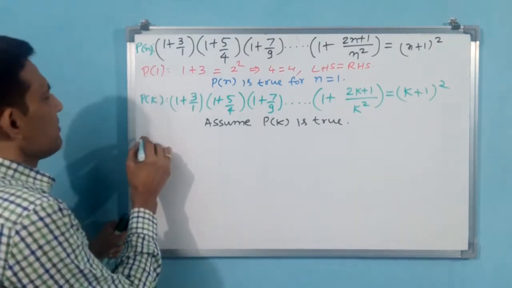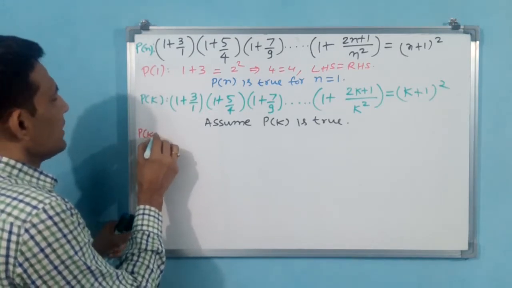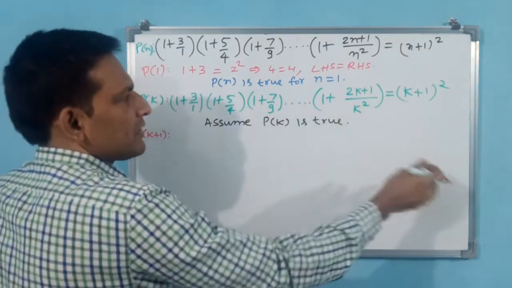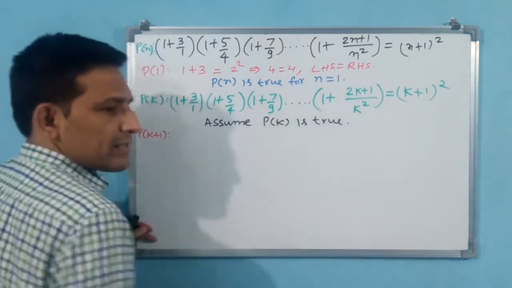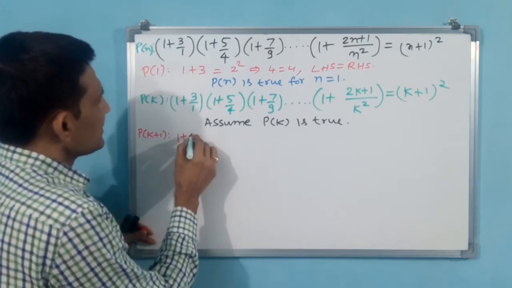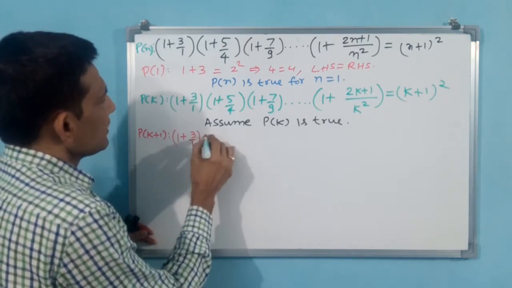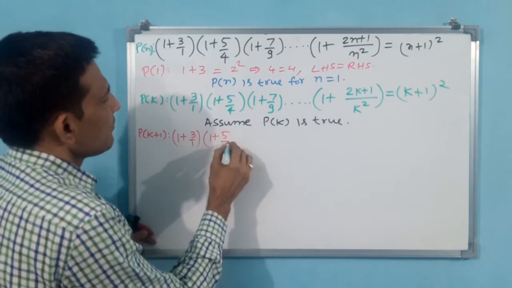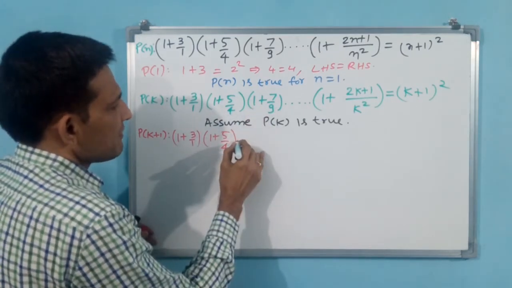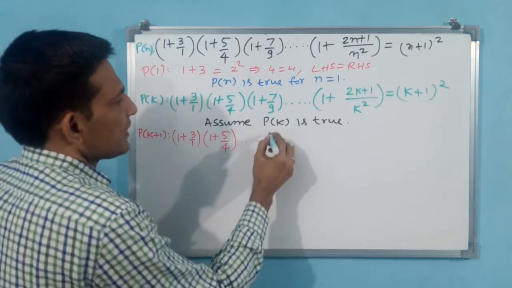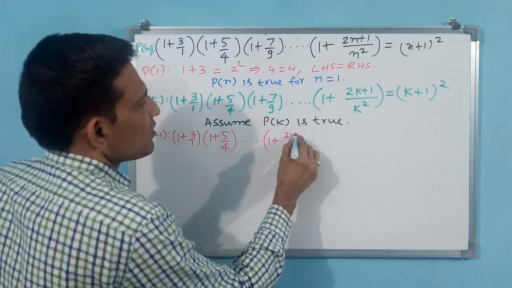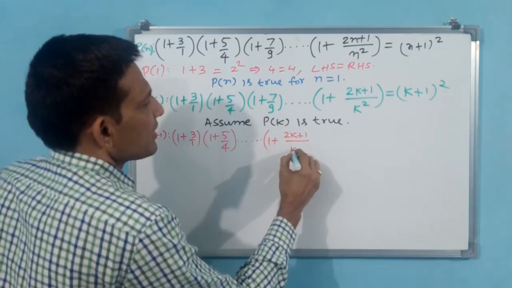Let us write P of k plus 1. You see, P of k plus 1 means P of k, and one more step will come. See how I am writing. 1 plus 3 by 1 into 1 plus 5 by 4 into, now I am not writing the middle terms to save space. This step I am writing here: 1 plus 2k plus 1 by k square.